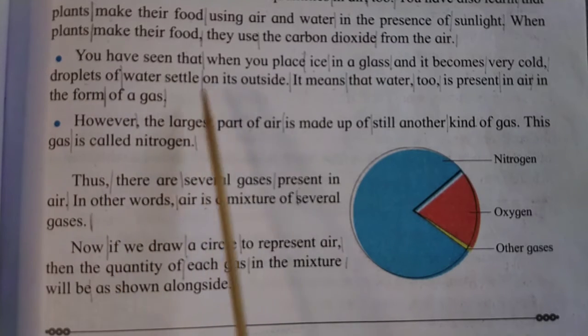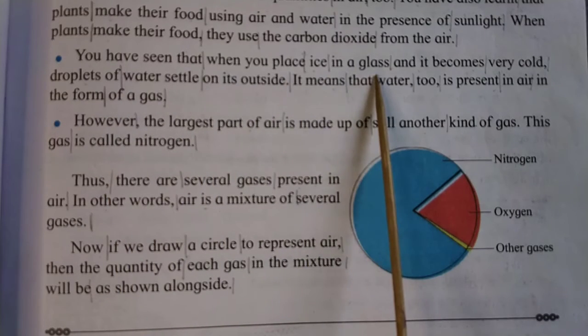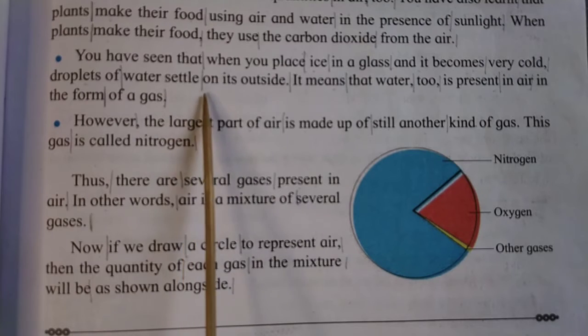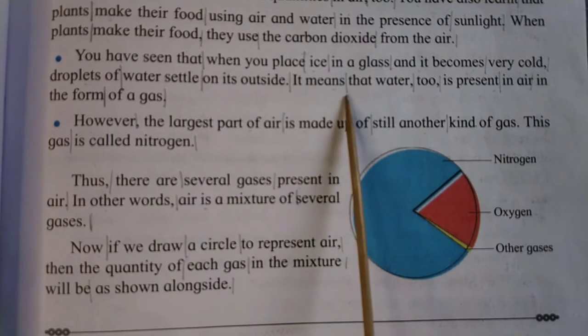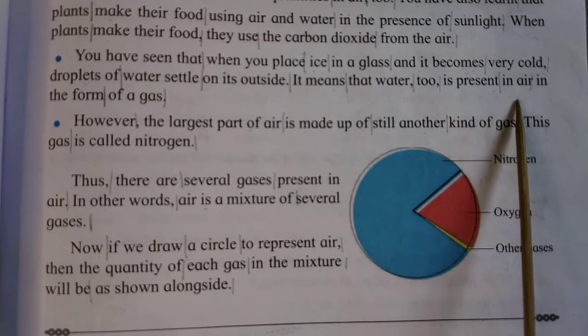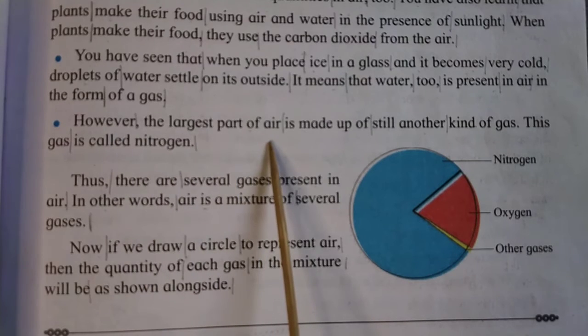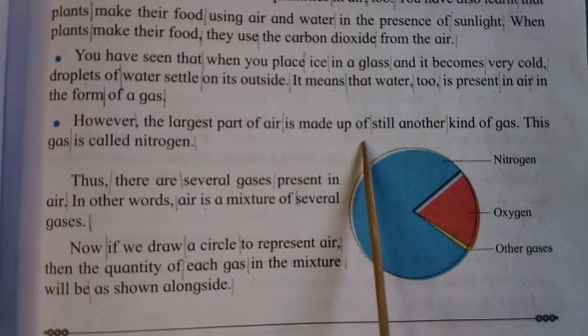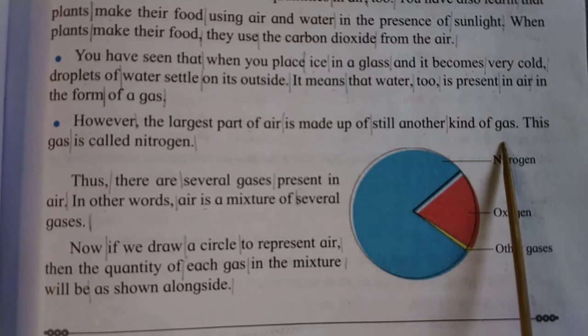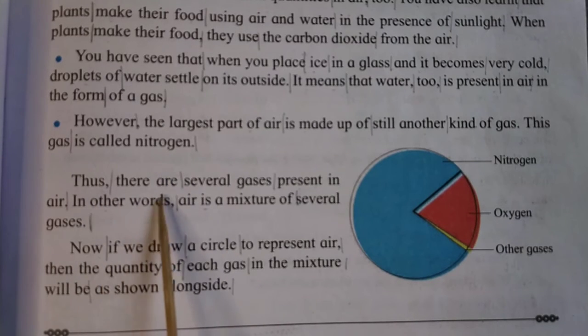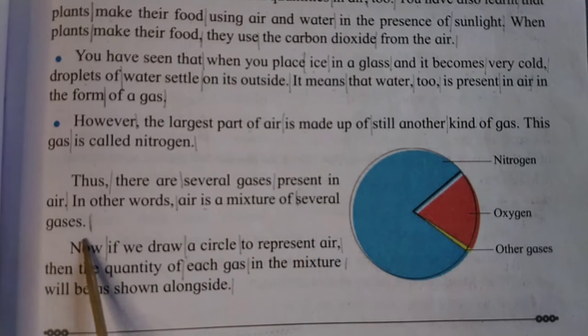You have seen that when you place ice in a glass and it becomes very cold, droplets of water settle on its outside. It means that water too is present in air in the form of a gas. However, the largest part of air is made of still another kind of gas. This gas is called nitrogen. Thus, there are several gases present in the air. In other words, air is a mixture of several gases.